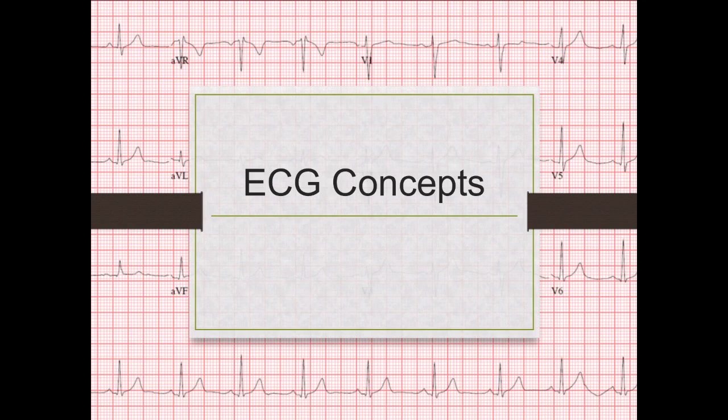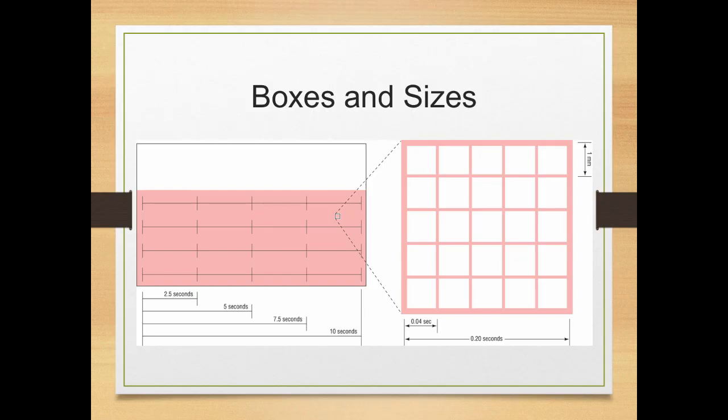Today, let's talk about some 12 lead EKG concepts. Our 12 lead is 10 seconds long left to right. That differs a little bit from maybe what you're used to, a 6-second strip. We now have a 10-second strip, but our boxes remain consistent.